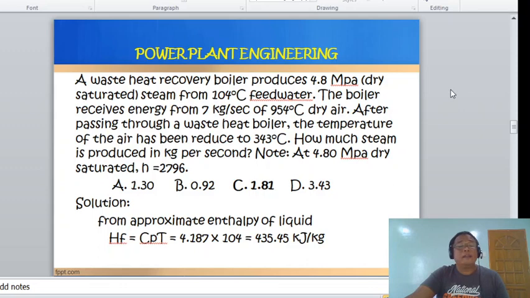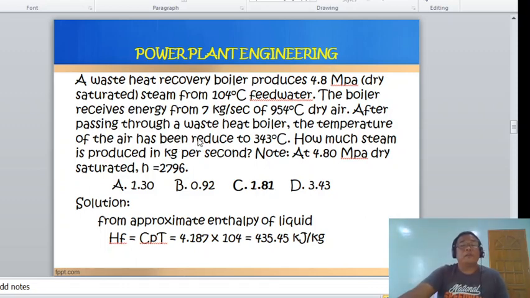Okay? Another example. We have a waste heat recovery boiler that produces 4.8 megapascal dry saturated steam from 104 degrees Celsius feed water. The boiler receives energy from 7 kilograms per second of 954 degrees Celsius dry air. After passing through the waste heat boiler, the temperature of the air has been reduced to 343 degrees Celsius. So, how much steam is produced in kilograms per second? Note, at 4.8 megapascal dry saturated, enthalpy is 2796 kilojoules per kilogram. So we have here options A, B, C, and D.